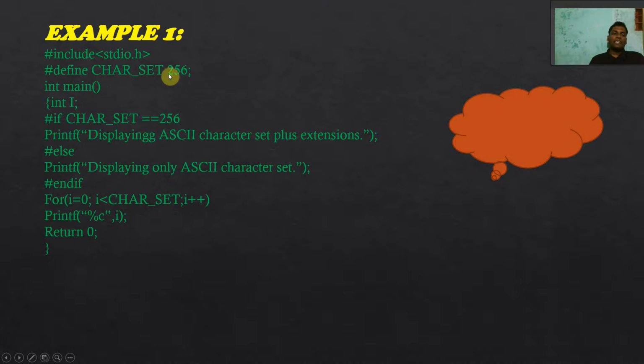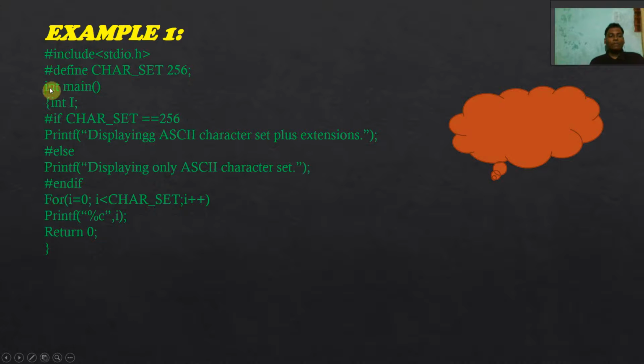We have defined character set to 256, as we know. So we have used the if preprocessor. If character set is equal to 256, printf displays ASCII character set plus extension, else printf displays only ASCII character set. End.